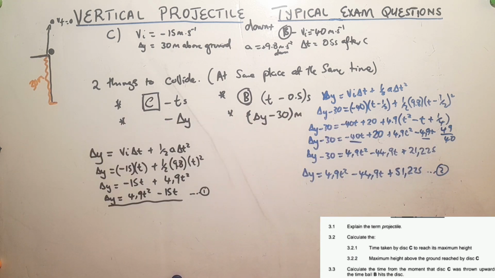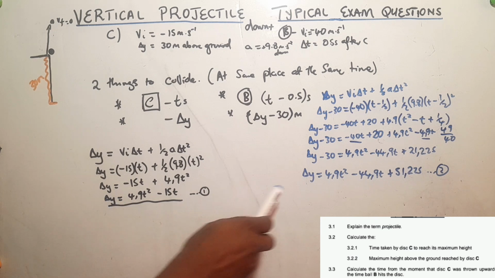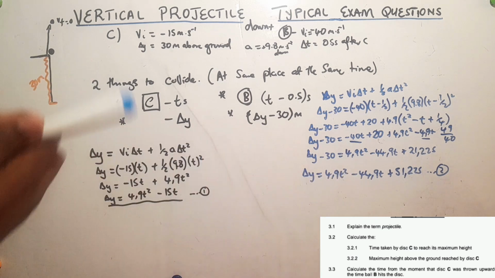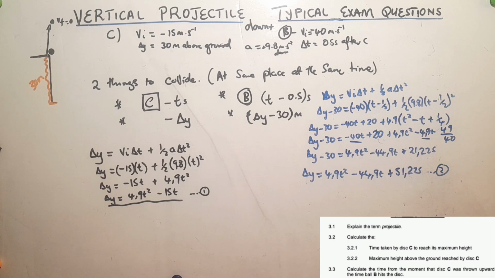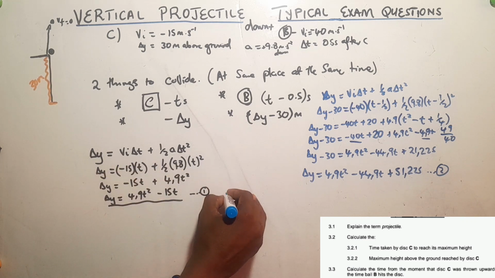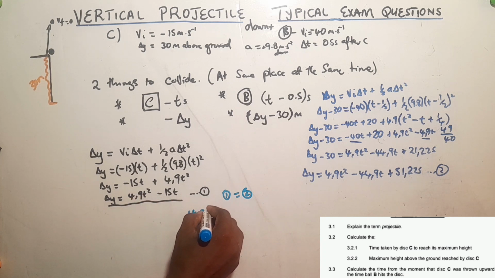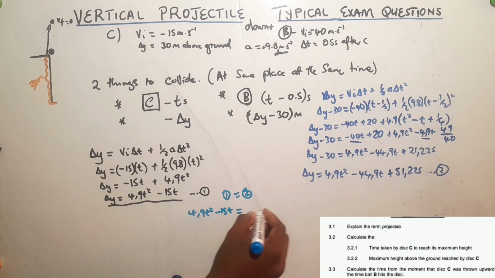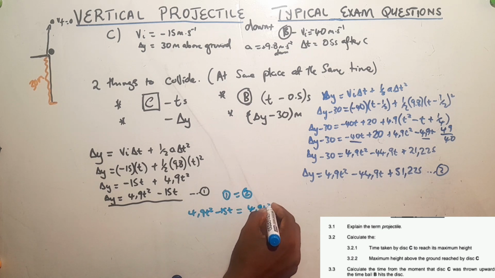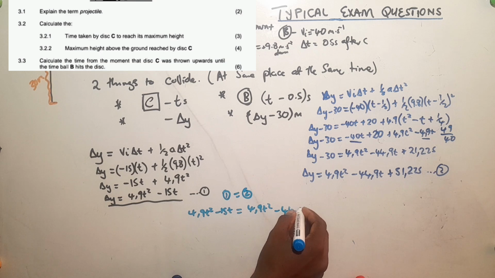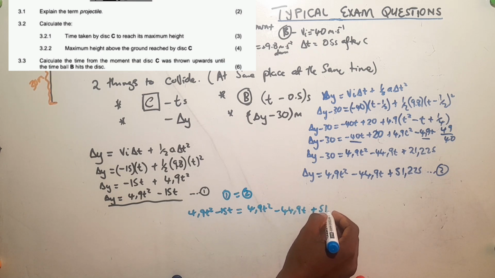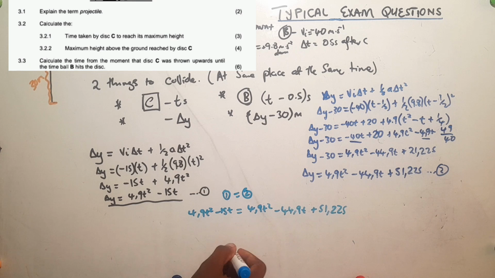So now we have equation 2 and equation 1. We know that if we have two equations with the same variable, we can equate them, right? Both equations start with change in y, so we can say equation 1 equals equation 2. So this will be 4.9t squared minus 15t equals 4.9t squared minus 44.9t plus 51.225. We can see that we have the same term on both sides.